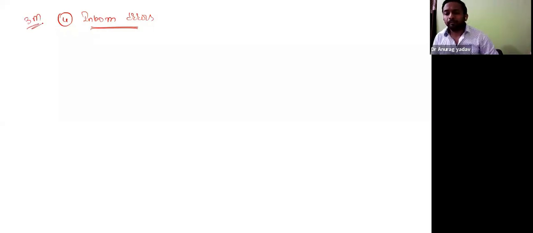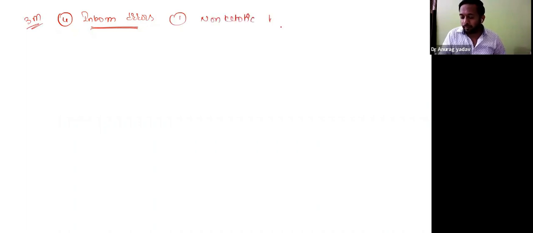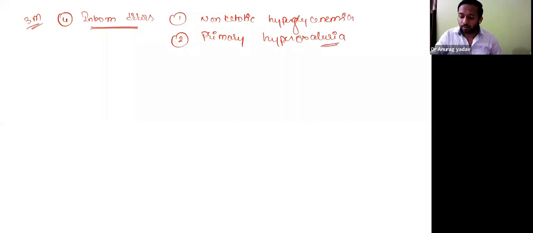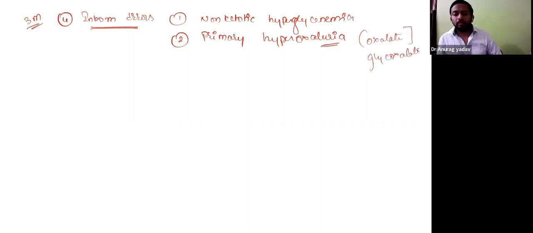There is something called non-ketotic hyperglycinemia, not hyperglycemia. It's glycine, hyperglycinemia. Second, primary hyperoxaluria. I told you there is one compound synthesized from glycine, that is called oxalates, glyoxalates. So that is related to the oxalate synthesis.